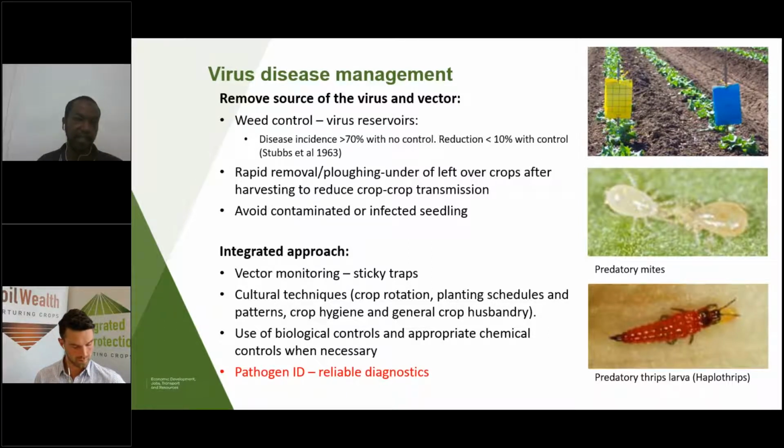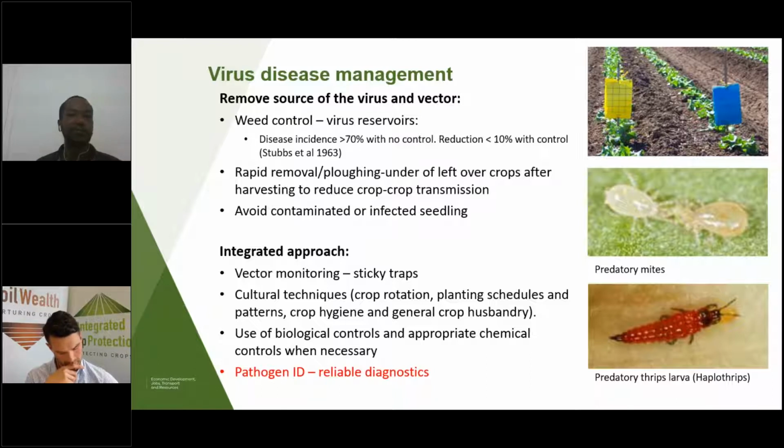And there's a study done in 1963 which showed that disease incidence increased to more than 70% with no control of weeds, and there was a good reduction with control of weeds.